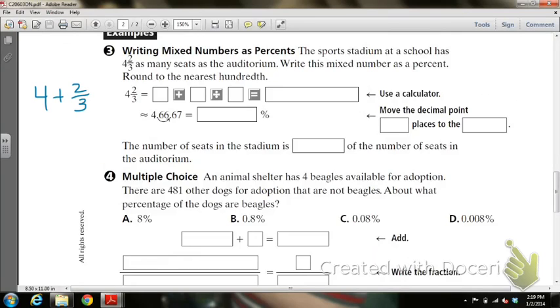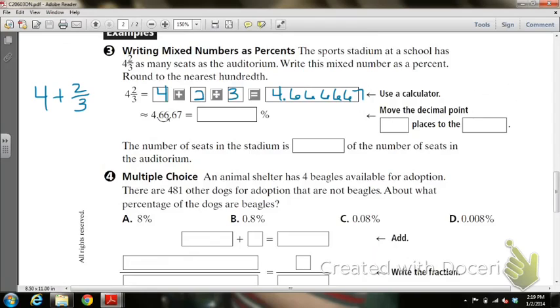So 4 2/3, you would punch in 4 plus 2 divided by 3, hit the equal sign, and you should get 4 point, a bunch of 6's, and a 7 at the end. And there's not really a 7 at the end there, it's just that your calculator is going to round that last 6 up to a 7.